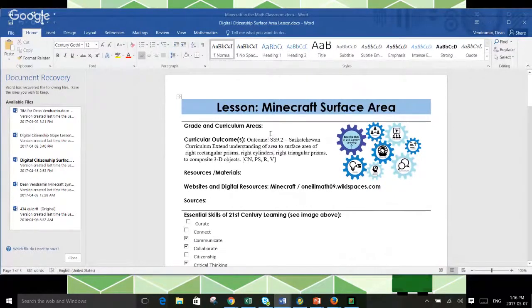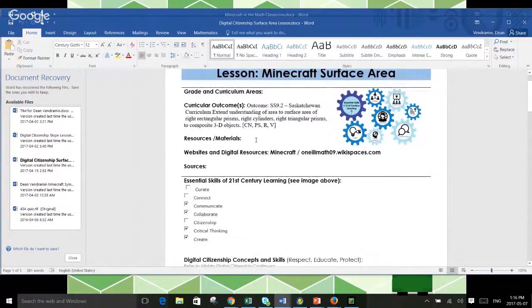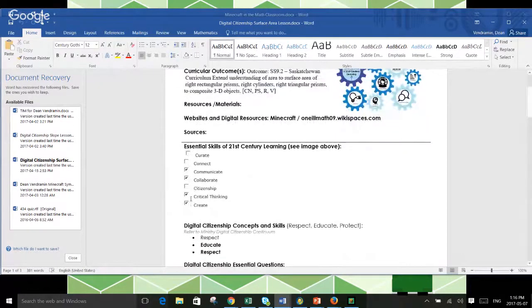So again, I teach in Saskatchewan. So there's my curriculum right there to understand surface area. And then there's 21st century skills. I could have actually clicked on all of them, and you can see sometimes, depending on where you're at, 21st century skills take a little bit of a different spin. But I think the C's are very much common to the different ways people talk about them: communicate, collaborate, critical thinking, and create.